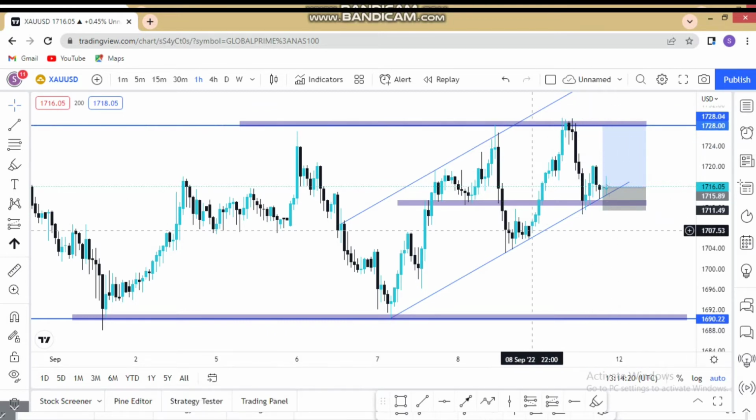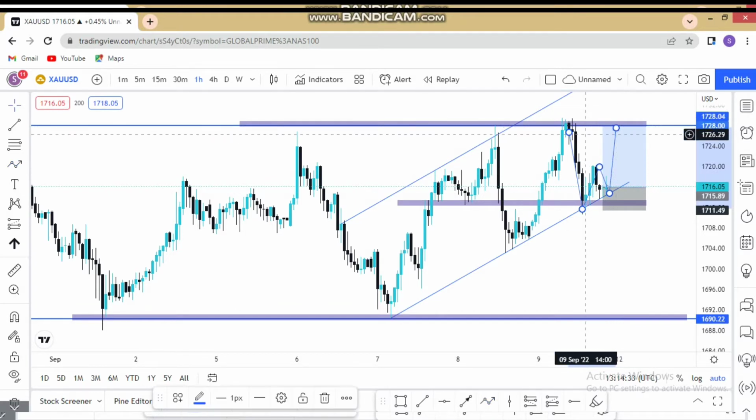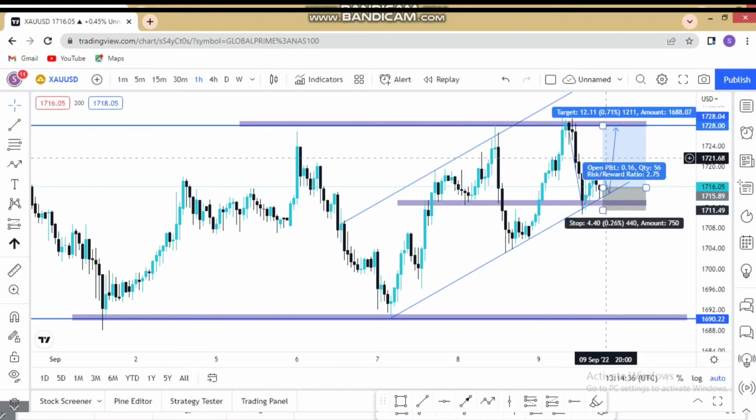So yeah, this is what I'm expecting, guys. But then you know how gold moves. So we're just waiting for confirmation. If you can look at this, if you're one of my students, you would know that this is a W formation, guys.